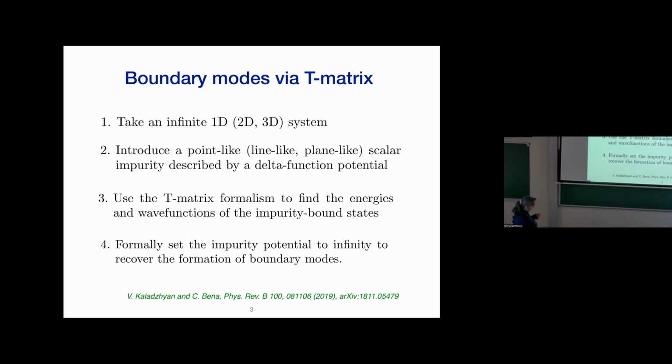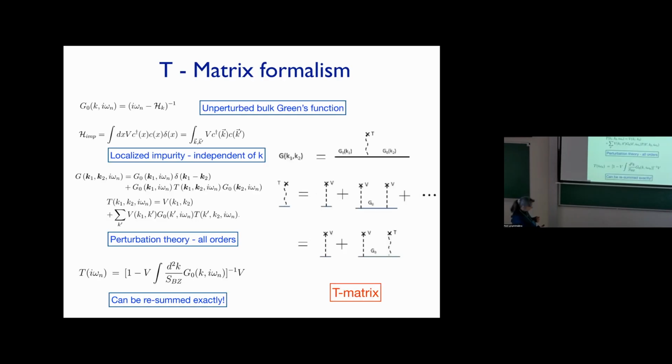So I'm just going to spend one slide on a bit more technical details. I'm not going to be very technical after, but I'm just going to give you the mathematical background of this. We know that for an infinite system, this is the general Green's function, the unperturbed bulk Green's function. We use the retarded Green's function. Then I'm adding an impurity to the infinite bulk, and this is the Hamiltonian, the potential of the impurity.